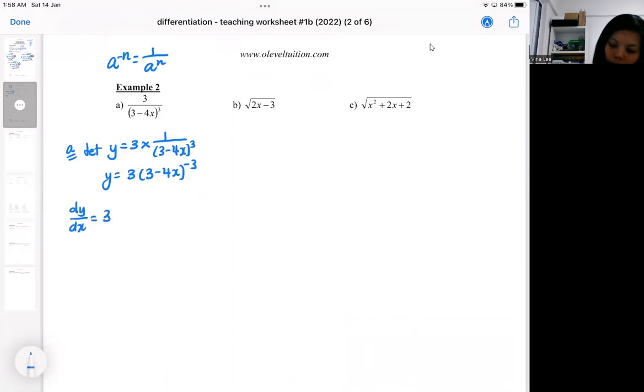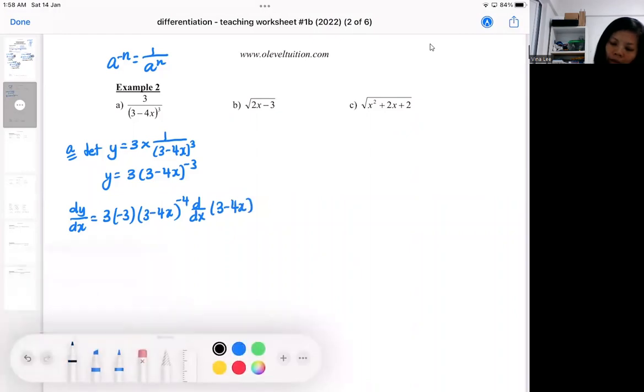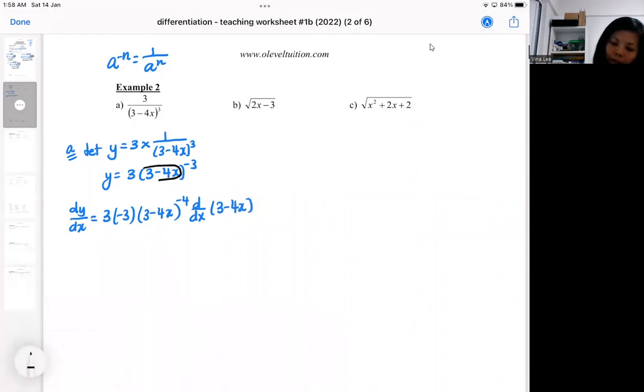So bring down the power. In this case, that is a negative. The function inside doesn't change. It is a linear function inside. So when you minus power, you are still minus 1. So minus 3 minus 1, we get a minus 4. And then we need to differentiate the linear function that is inside. So I'm differentiating this function that is in the bracket.